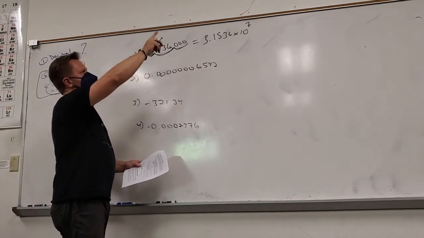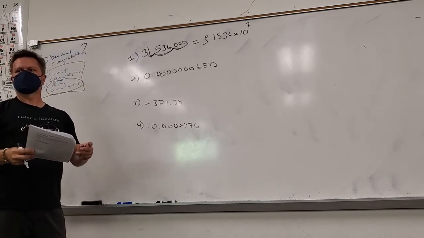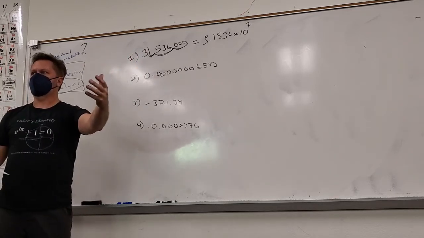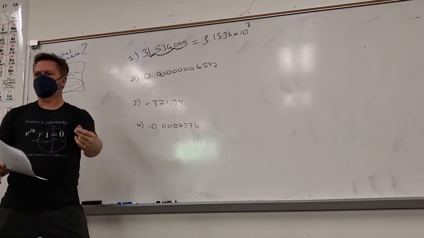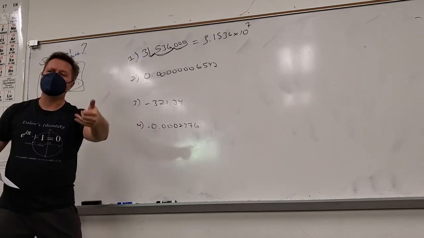I knew it was going to be a positive exponent, why? Because it's just a big number. So if it's a big number, positive power. If it's a small number, negative power. Because to make a big number, I have to multiply by tens. To make a small number, I have to divide by tens.